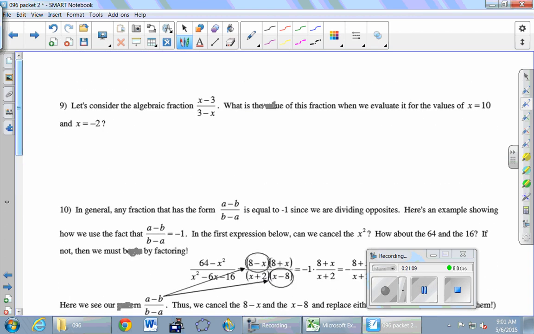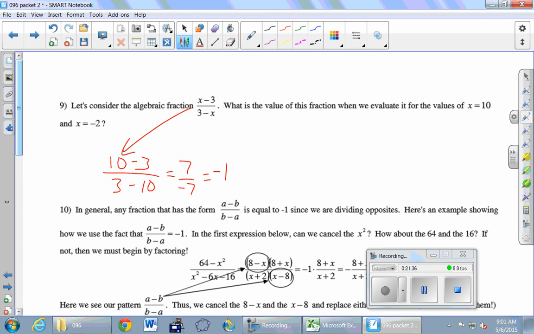Okay, number 9, let's go to Irene. Okay, so let's try plugging x equals 10 first. 10 for all the x's. So 10 minus 3 over 3 minus 10. What is this equal to? That's 7 over negative 7, which is negative 1.